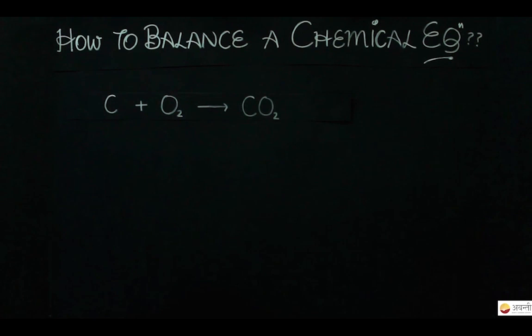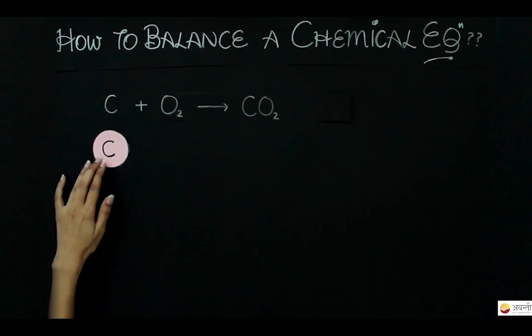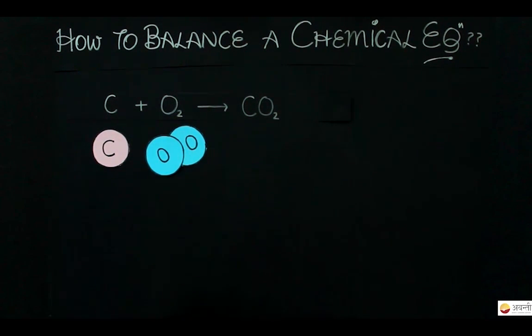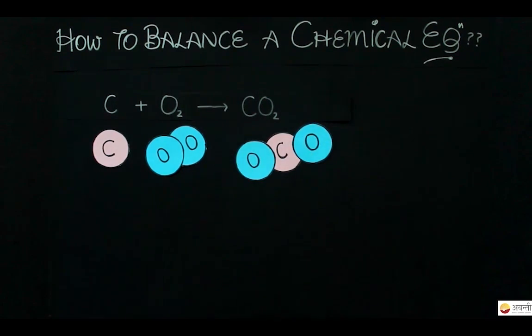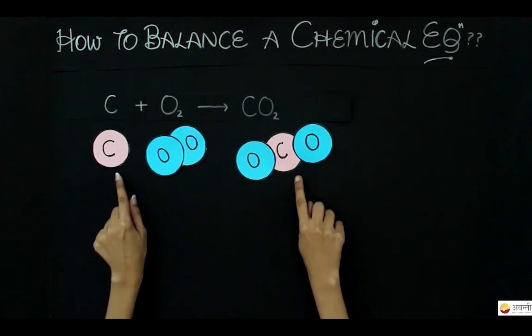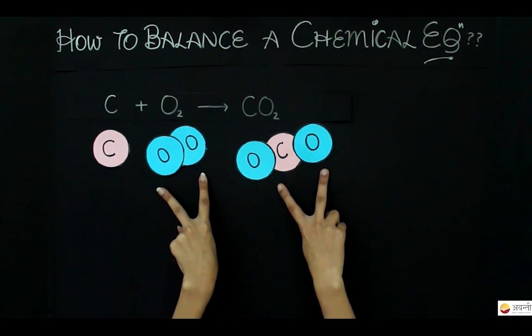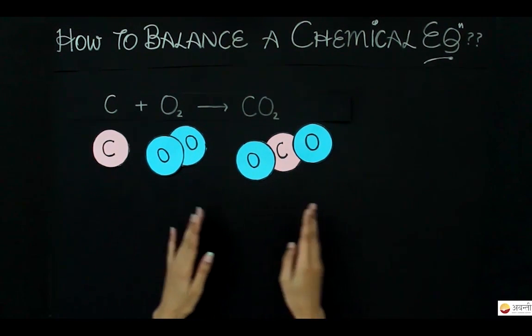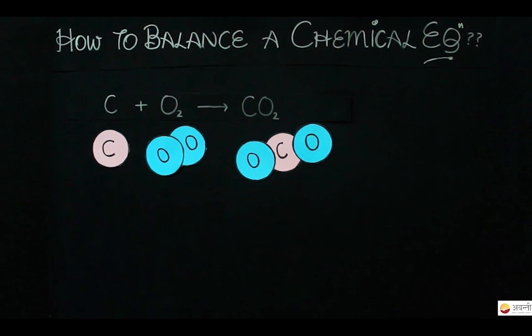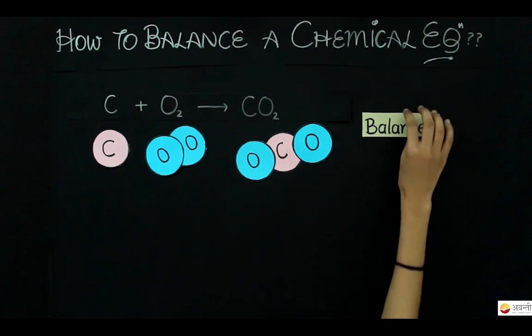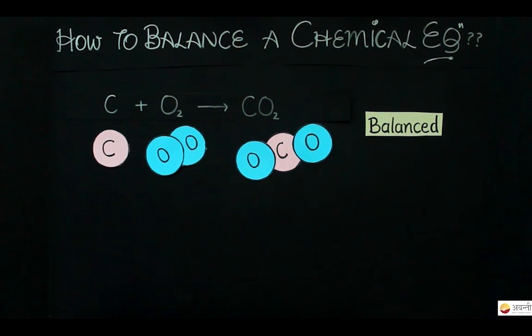To help you visualize this, here we have a carbon atom interacting with an oxygen molecule to give us a carbon dioxide molecule. If you notice, on both sides of the equation, we've got one carbon atom and we've got two oxygen atoms. Such a chemical equation in which the number of atoms of each element is the same on both sides of the equation is called a balanced chemical equation. Let us see one more example.